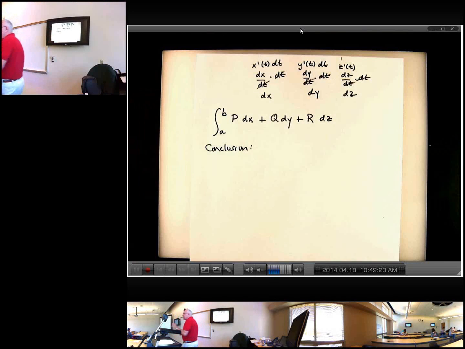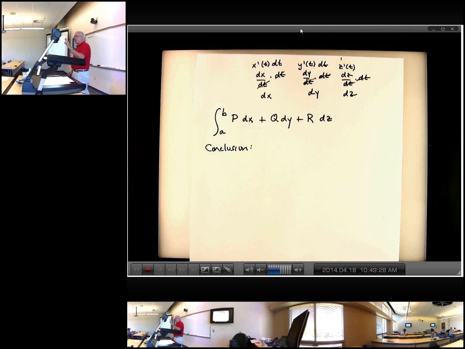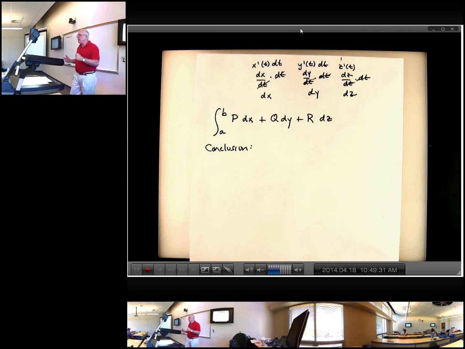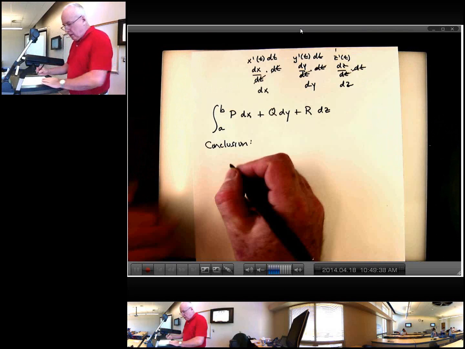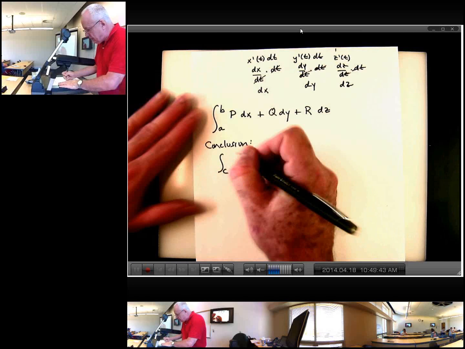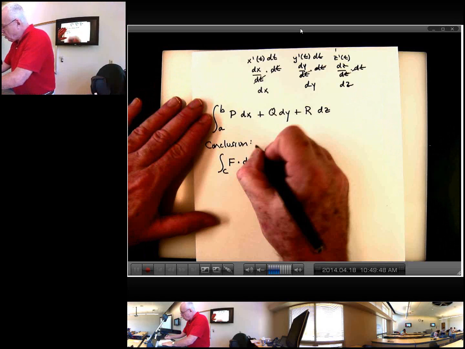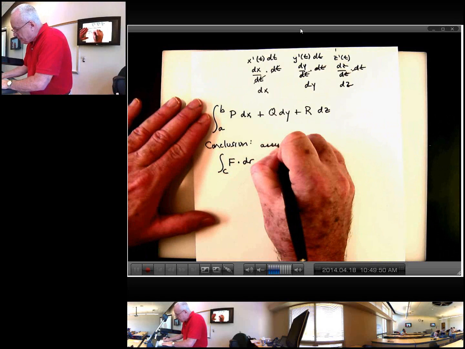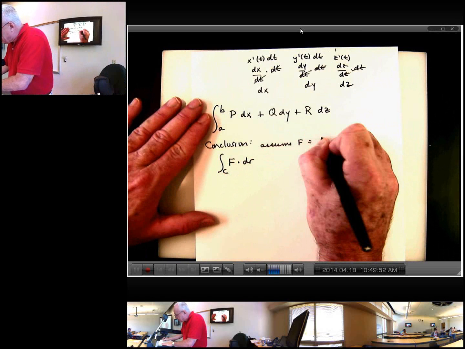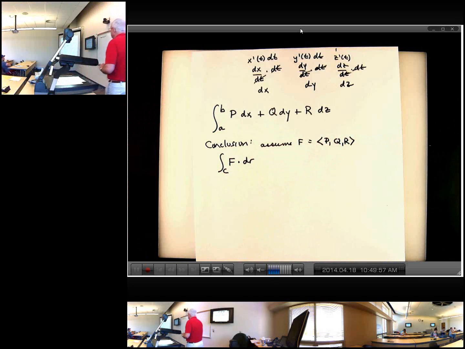And this is something that you're going to use a little bit in the next section. So it's not just a, oh, here it is, and for what it's worth, but it is something we're going to use. So what I want to say with this then is this integral c of f dot dr. Assume that f has the components p, q, and r. Okay, those are its three components.